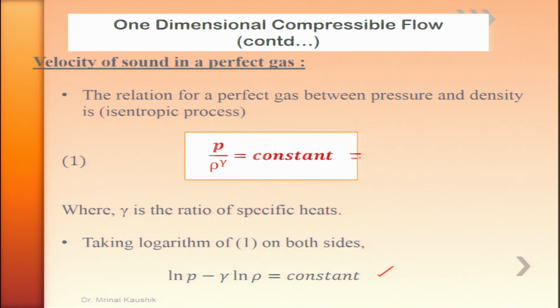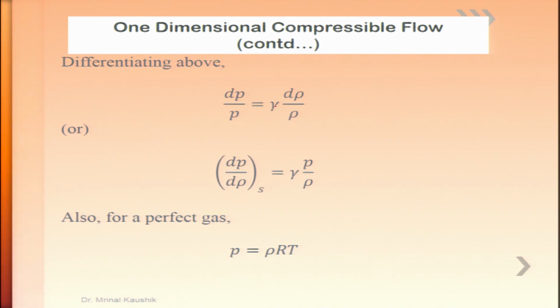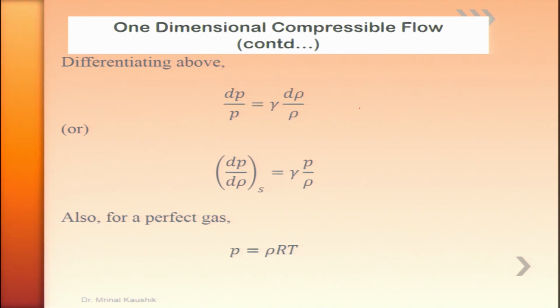If this is termed as, for example, C1, let us say this becomes C2, which is nothing but ln of C1. Now, differentiating both sides, we know that the logarithm of any variable, if we differentiate, leads to the reciprocal of that variable. That means this becomes 1 by p minus gamma, 1 by rho, that is dp by p minus gamma d rho by rho, which is equal to 0.